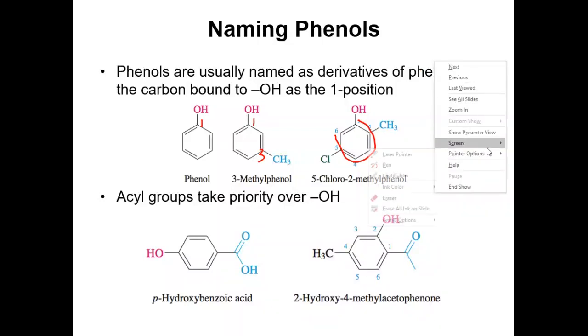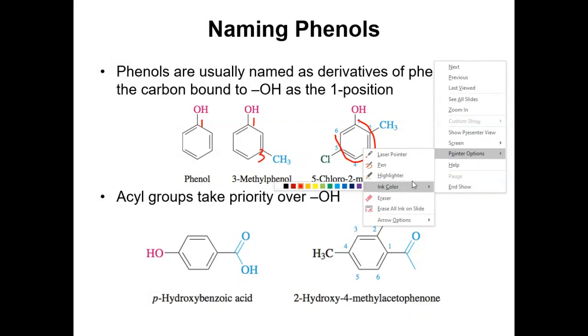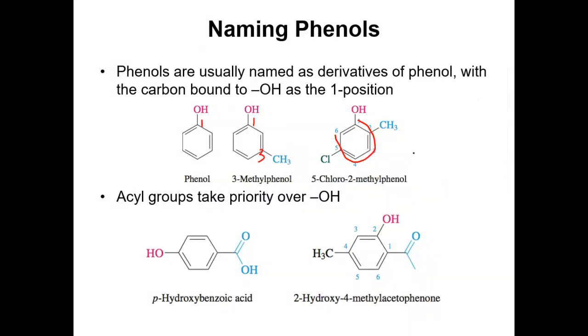If you go the other way around, 1, 2, 3, 4, 5, 6, the smallest locant would be 3. We want the set of smallest locants based on the first point of difference. And then we list the substituent names in alphabetical order. So we call it 5-chloro-2-methylphenol.